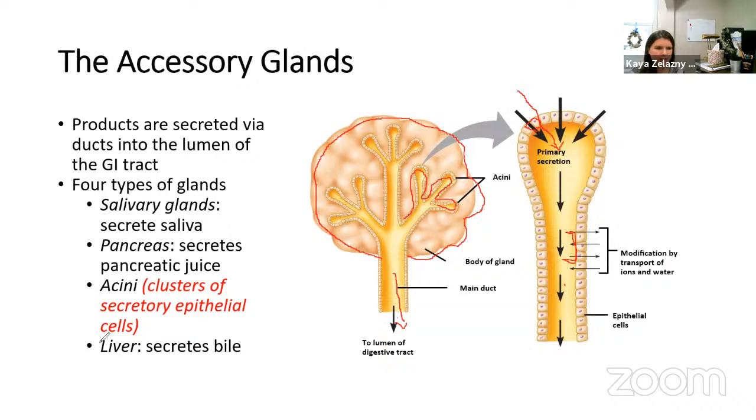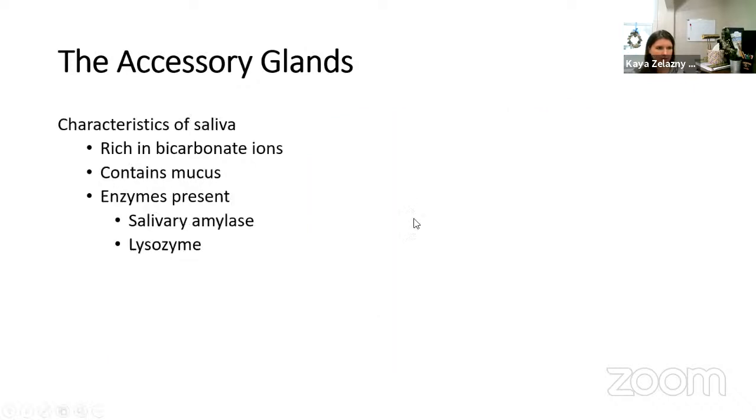And finally, the liver has its own structures for secretion, so you wouldn't expect to see acini in the liver, but the liver is also secreting an important product, secreting bile. We're going to go through each of these separately.